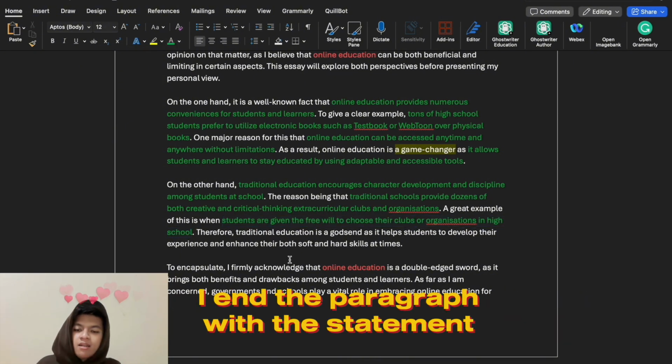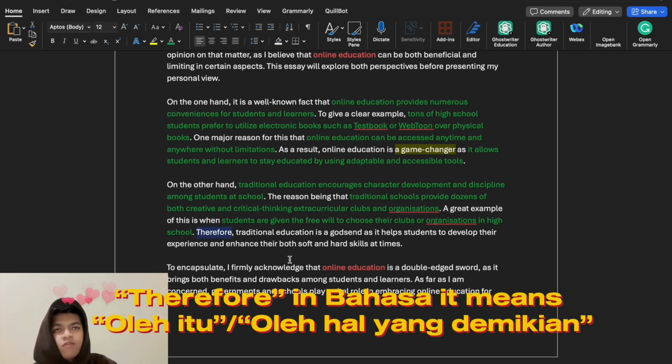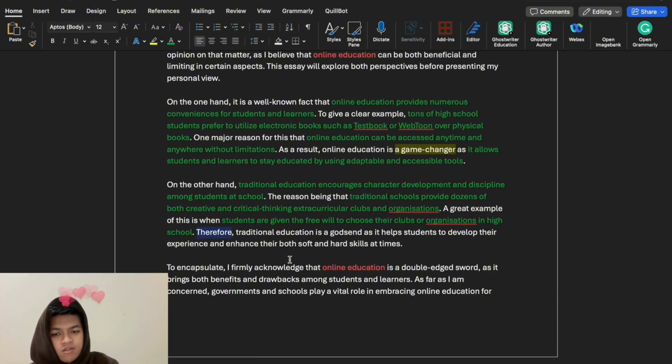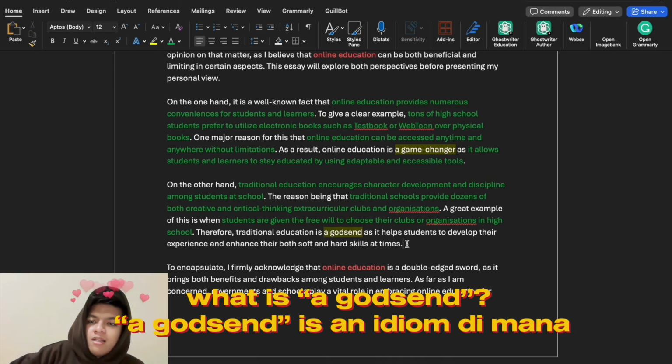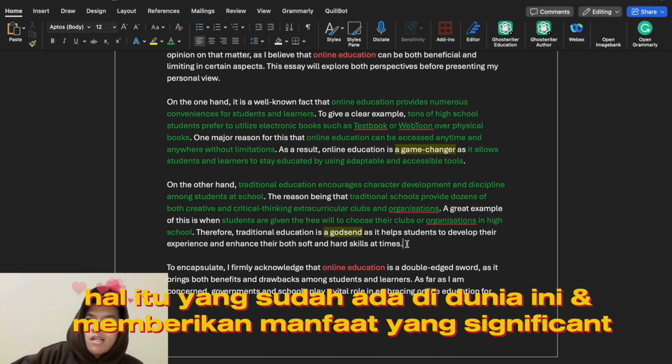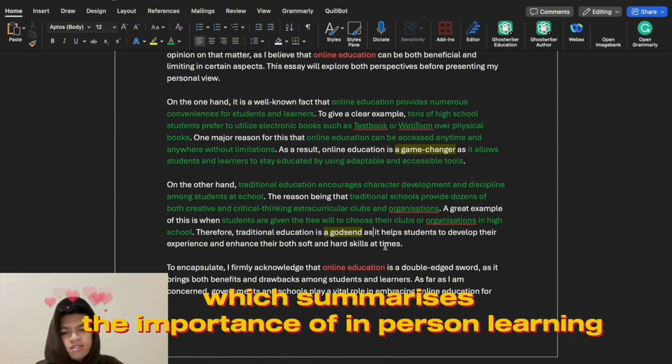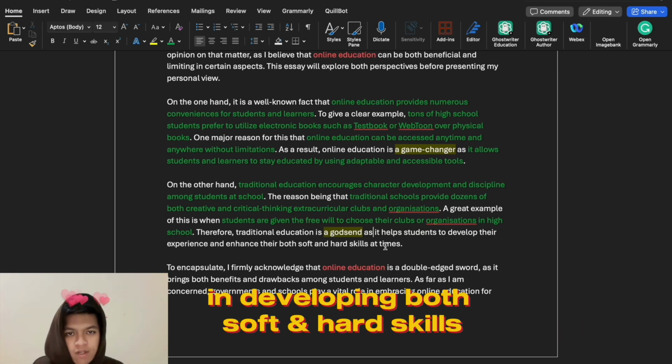I end the paragraph with the statement therefore. Therefore in bahasa it means oleh itu, oleh hal yang demikian gitu. Therefore traditional education is a godsend. Now what is a godsend? A godsend is an idiom di mana hal itu yang sudah ada di dunia ini dan memberikan manfaat yang signifikan, which summarizes the importance of in-person learning in developing both soft and hard skills.